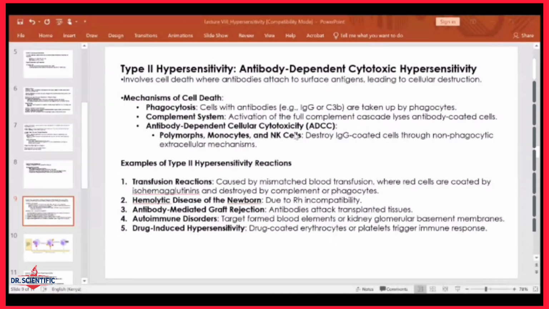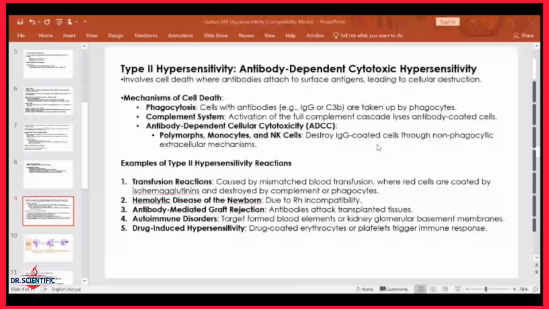C4b is another opsonin. So ADCC happens in that the cells that are meant for death are coated with IgG. In addition to IgG, C3b can also coat those cells. Neutrophils, which are referred to as polymorphs, monocytes, and even natural killer cells are able to target these cells because they're usually coated with IgG and or other immune complexes. This ADCC happens in some reactions, including transfusions, when there is a mismatch.